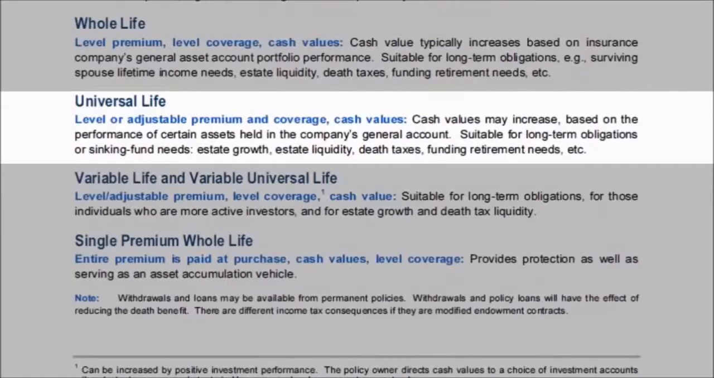And then there's universal life. Now, there are many areas of universal life. And we're talking about the 4 platforms. They have current assumption universal life. They have indexed universal life. They have guaranteed universal life. And they have variable universal life.